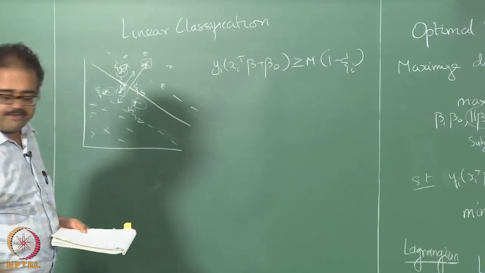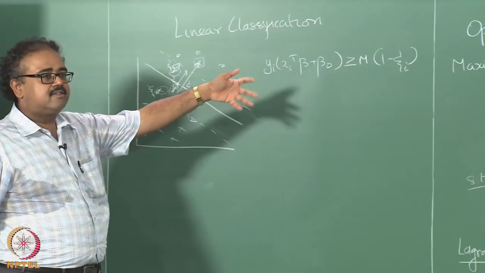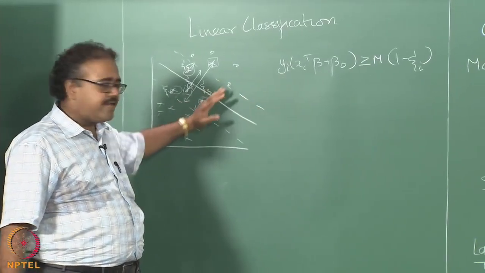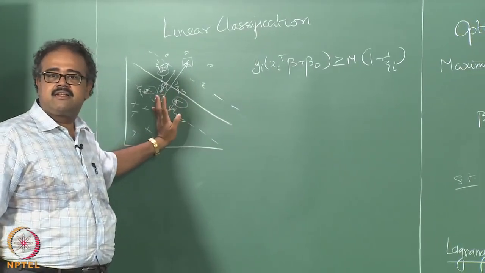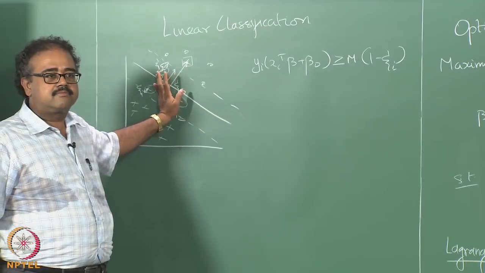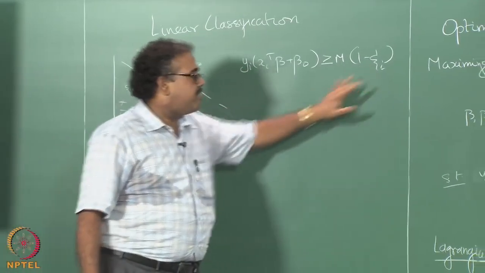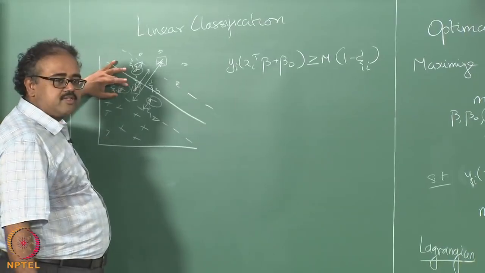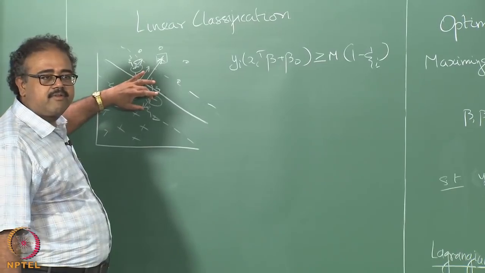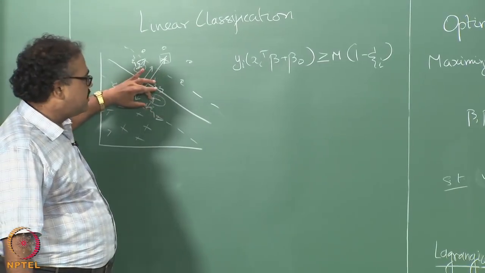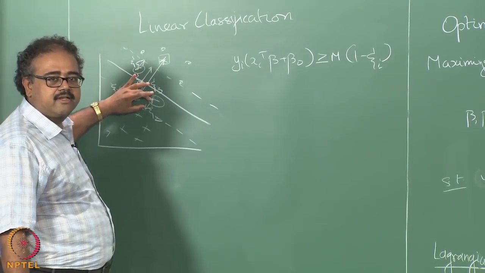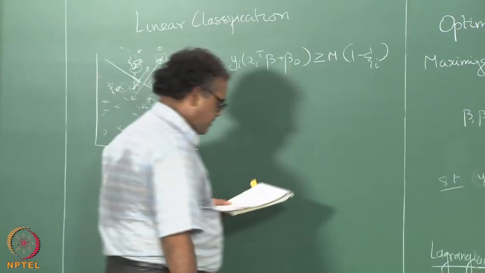I drew this figure first because I wanted to get an idea of what these slack variables actually mean. These slack variables essentially tell you by what fraction you are violating the margin. So xi1 is what fraction of distance you are coming in from the margin, like xi2 is what fraction of the distance you are coming in from the margin. So if the margin is m, I have moved some fraction of the distance inside. That's what the xi tells me.